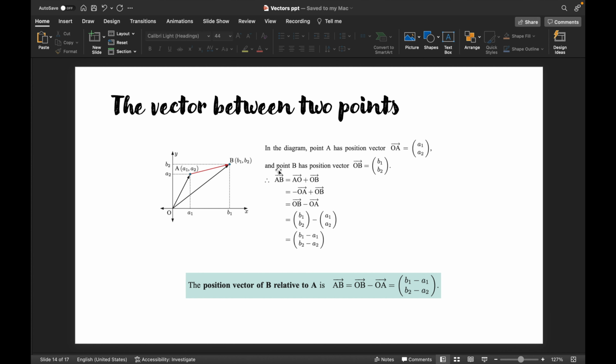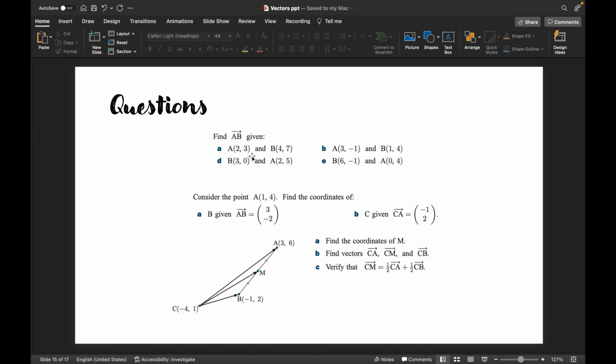A small trick you can use is this. If you have vector AB, you can write OB minus OA. So you write the position vector of the second letter, subtract the position vector of the first letter. And that's how you derive this. So that's the quick method, but you can also use the tracing method. Either way, you're going to get the same answer. And now we're going to do some questions.